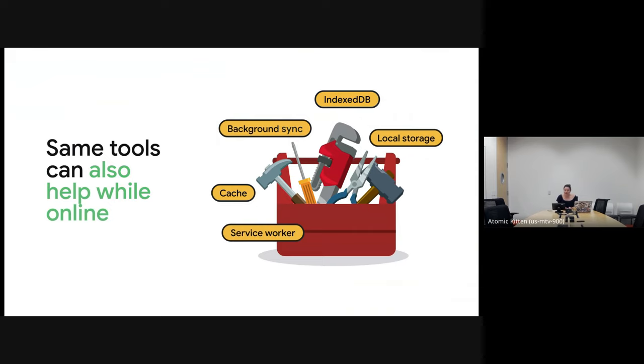Because when we use caching, for example, we are avoiding or delaying a trip to the network, and those resources tend to be served faster, which makes your app more performant, more resilient, and gives the user a better experience overall. Not only the ones that access it when they are offline, but also your regular users when they are online.